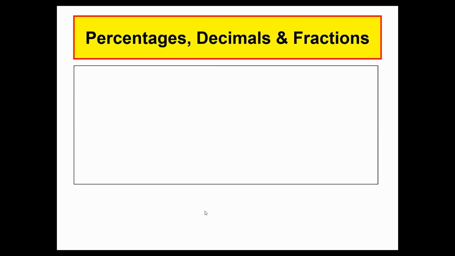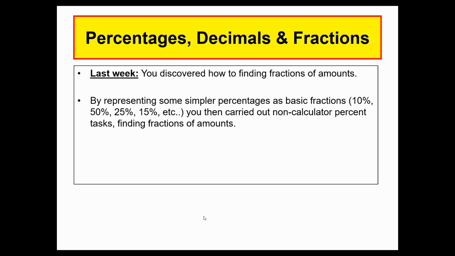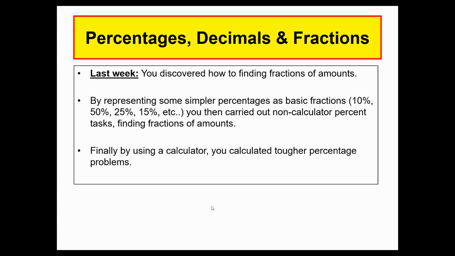Percents, decimals and fractions. Last week you discovered how to find fractions of amounts by representing some simpler percents as basic fractions. 10% is a tenth, 50% is a half, 25% is a quarter. For 15% you found 10% and then 5%. You then carried out non-calculator percent tasks for me and you found fractions of amounts again. Finally, you calculated tougher percent problems by using a calculator, which made it much easier.